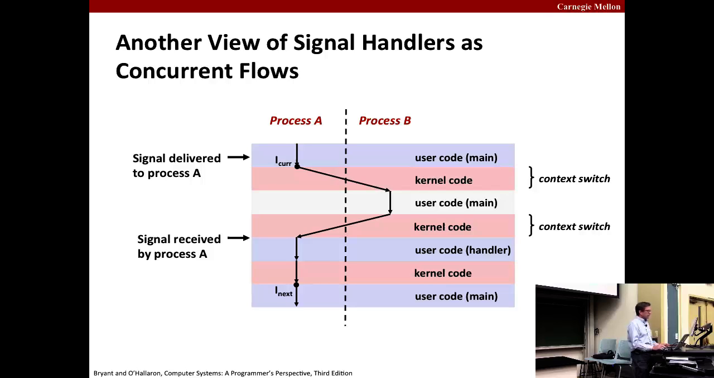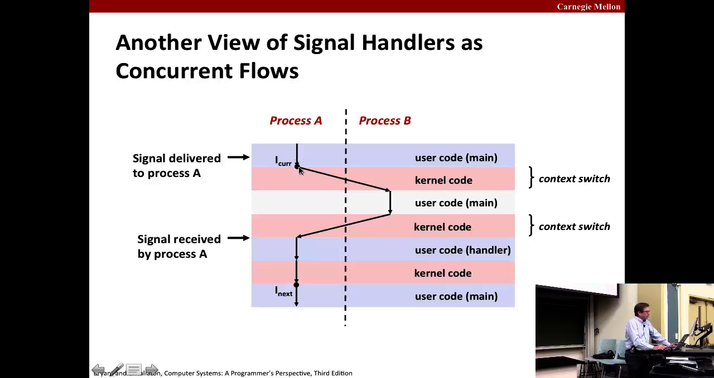And we'll get into more details about some of those problems. So another way to look at these signal handlers as concurrent flows is using this context switch diagram. Suppose we're executing in process A, and now at some point a signal is delivered to process A. Now nothing happens, right? Just the pending bit gets set in process A at this point.